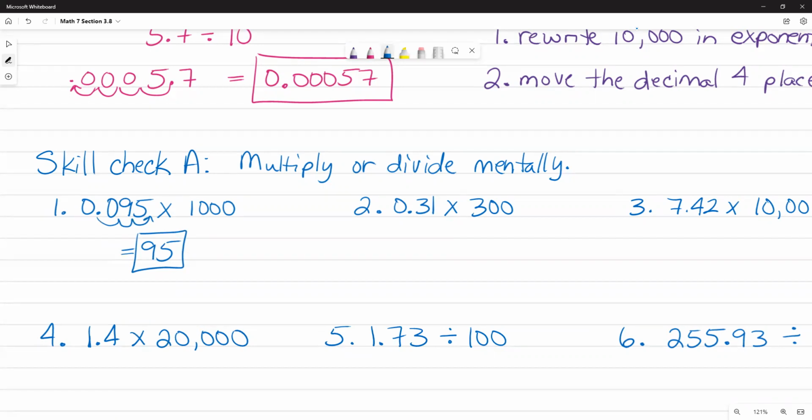So for number 2, I'm also multiplying, but I don't have a power of 10. I have a multiple of a power of 10. So what do I first need to multiply times 0.31? A 3, right? I need to take this 300 as 3 times 100, and I need that exact power of 10. So I've multiplied the 3 times 0.31, 3 times 3 is 9, 3 times 1 is 3. Now, I took care of the 3 out of the 300. How many zeros are in 100? And I'm multiplying, so I move 2 to the right. So my final answer, 93.